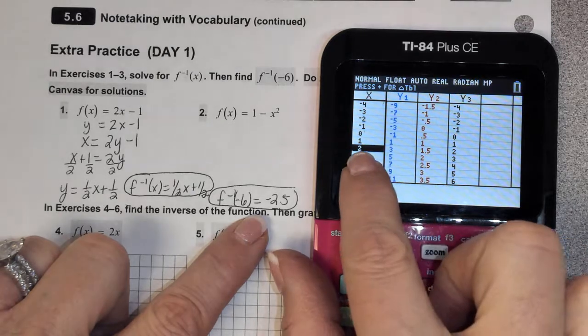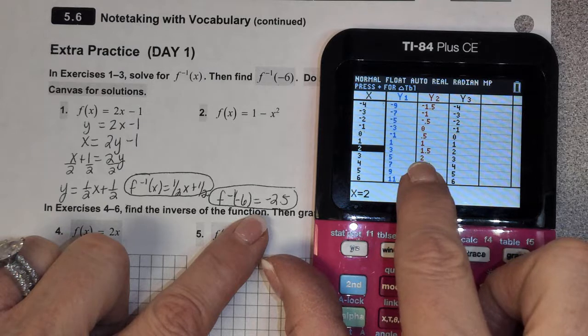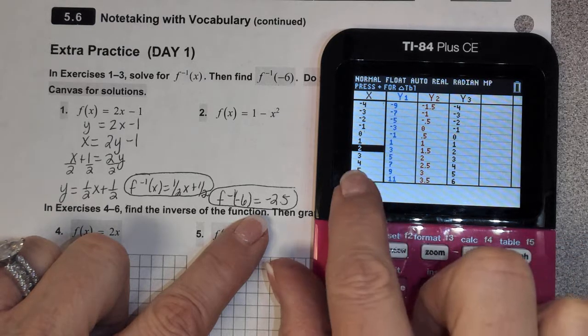Because here's my x, here's my y, now here's my y, here's my x. That's what happens with inverse functions. All right? Let's look at another one.